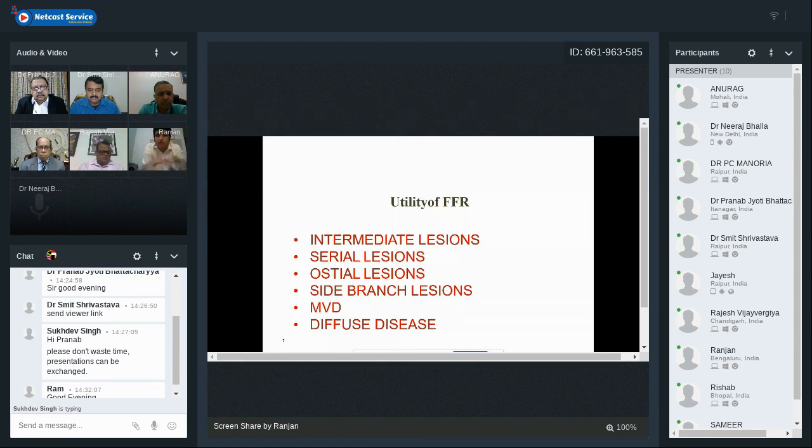If we could do an FFR-based SYNTAX score, then at least one third of them could actually get angioplasty, and they may not undergo bypass. So the thinking that FFR actually reduces stenting is not true. When done properly, FFR could actually increase your stenting.